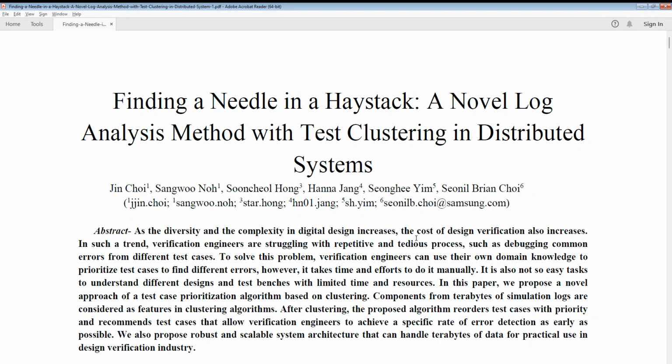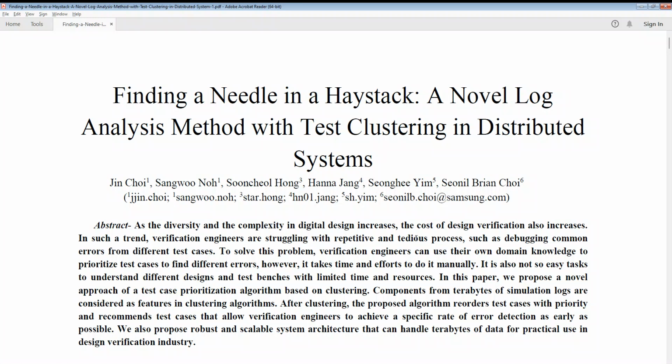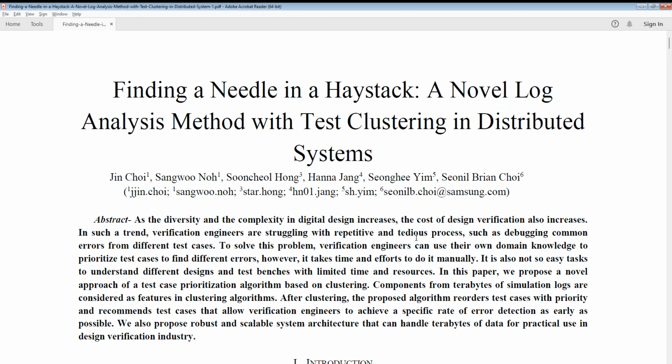And it is also not so easy a task to understand different designs and test benches with limited time and resources. In this paper, we propose a novel approach of test case prioritization algorithms based on clustering.